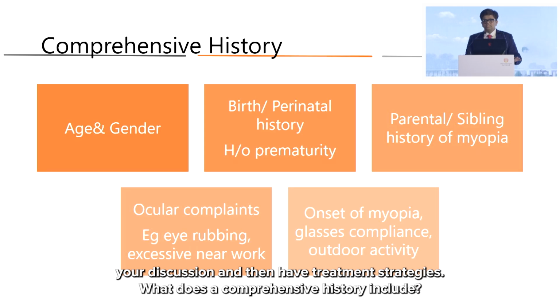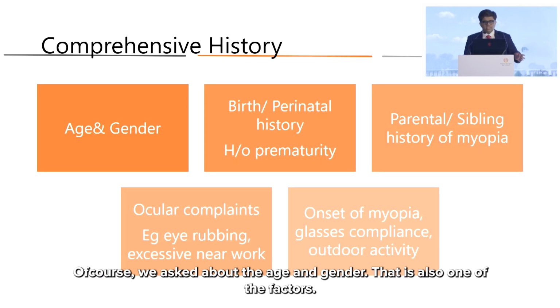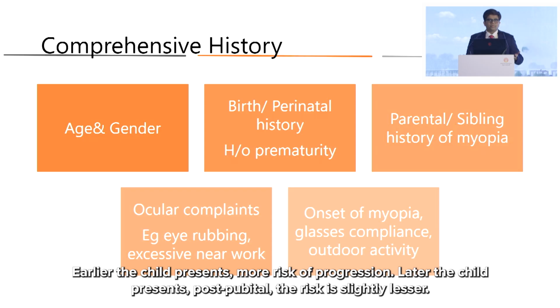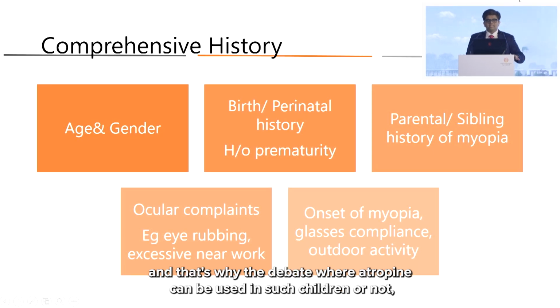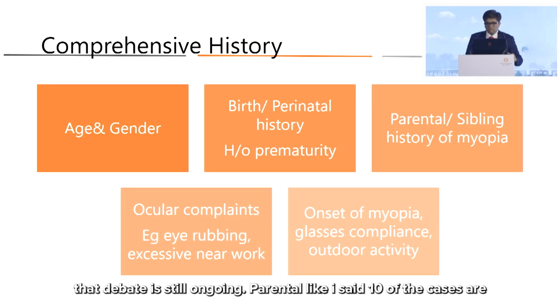What does a comprehensive history include? Of course, we ask about the age and gender. That is also one of the factors. The earlier the child presents, the more the risk of progression. The later the child presents, post-pubertal, the risk is slightly lesser. If there is a history of prematurity or low birth weight, these children behave a little differently, and that's why the debate whether atropine can be used in such children or not is still ongoing.